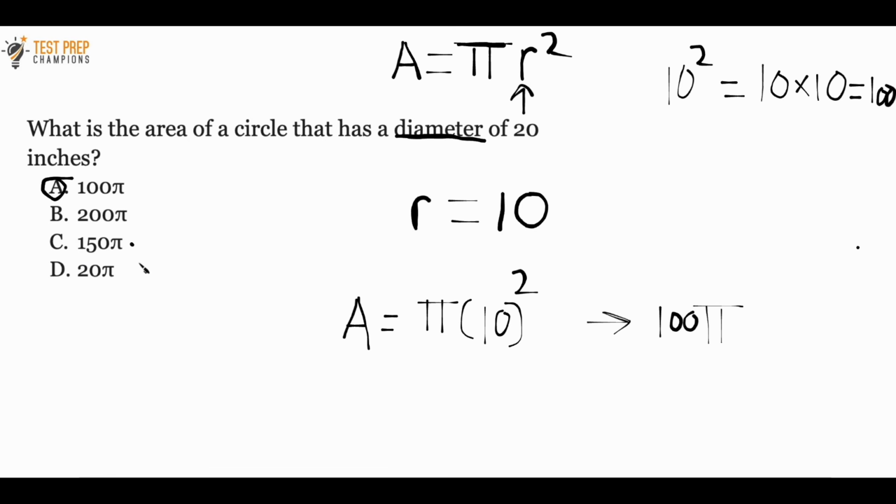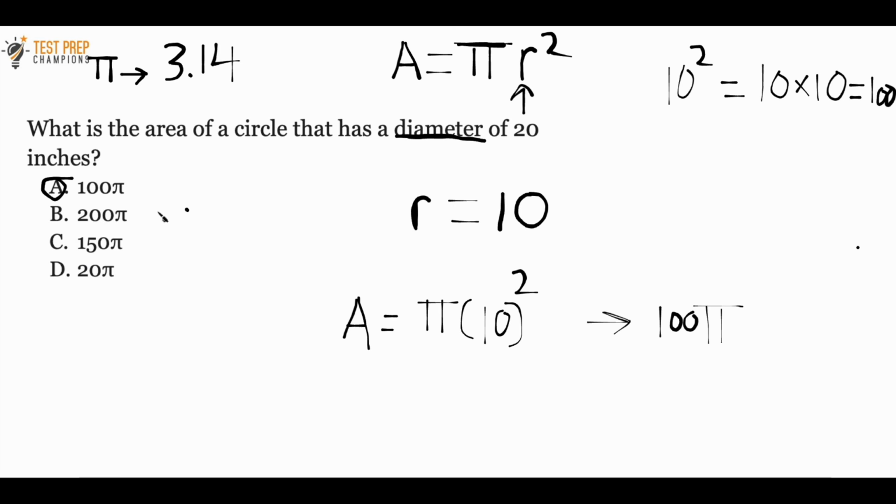Now, if you don't see pi in the answer choices, what you're going to want to do is use the number 3.14 in place of pi. And if you look at the GED formula sheet, they tell you to use 3.14 for pi. So pi is just a number that's approximately equal to 3.14. Now, pi is not exactly 3.14. It's actually a long number that goes on and on. But all you have to really know for the GED test is that pi is approximately 3.14.